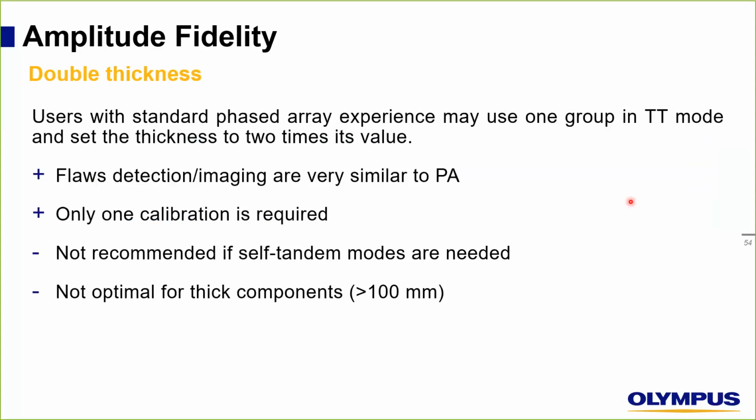However, this is not recommended if self-tandem modes are needed. And we will see in the code that those self-tandem modes, or indirect modes, will probably be needed. It is also not optimal for thick components, because when you double the thickness, there is a limit for the zone size that won't affect your amplitude fidelity. We will discuss that later.